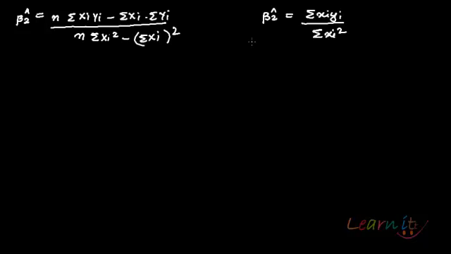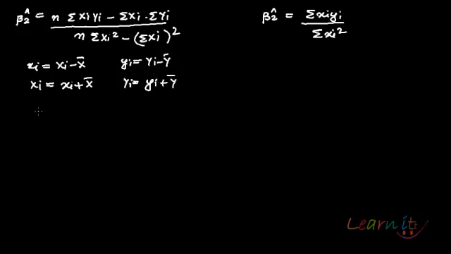Okay, this is the form of the beta 2 hat, where lowercase letters are actually telling you deviations from mean. Well, you know this, that xi would be equal to Xi minus X bar, and yi would be equal to Yi minus Y bar. Hence, Xi would be equal to small xi plus X bar, and Yi would be equal to small yi plus Y bar. Clear? Well, you also know this. Now you go on substituting it, term by term.